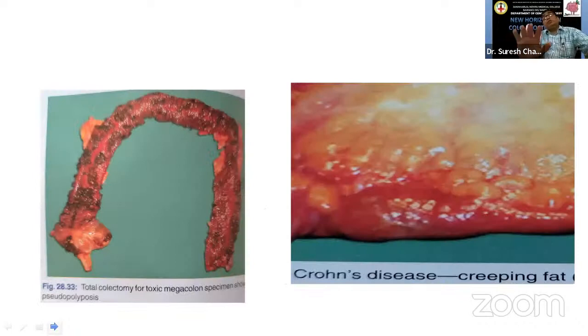And you can see the pseudopolyposis, this is the dissected segment in ulcerative colitis, and you can see the other picture of Crohn's disease. So ulcerative colitis and Crohn's disease go hand in hand.